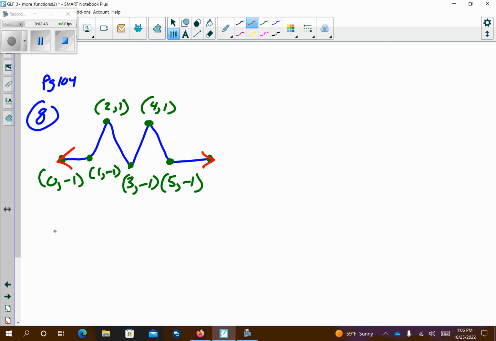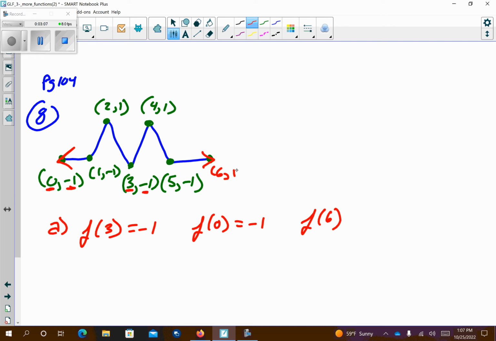If we look at number 8A, it says we want to do f at 3. So f at 3 is right here. So that's the answer. If we want to find f at 0, we're looking for the 0. That's going to give me -1. If I look at f at 6, so this point right here is the point (6, -1). So if we look at this point right here, we get to -1. And then we wanted to look at D as well.